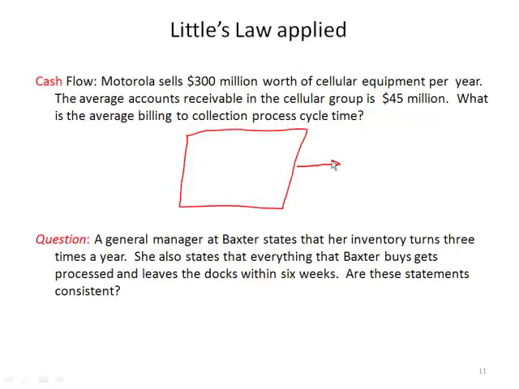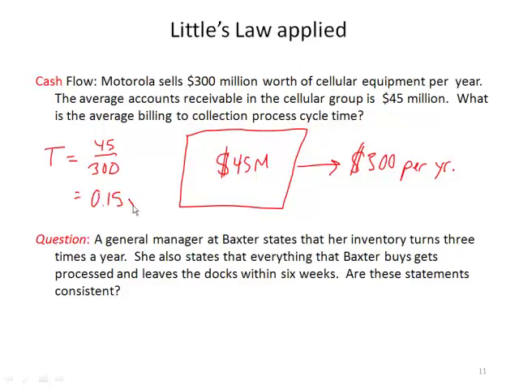We're talking about a flow rate, in this case of dollars, 300 million per year. And we're talking about an average accounts receivable of 45 million. So if we think about the time in the system then, it's going to be 45 million divided by 300 million, which comes out to be 0.15 years. And you can multiply that by 12 if you wanted to put it into months. But in any case, if we're Motorola, we want to try to bring that inventory level down, because the longer the money is in accounts receivable, that's the less time we have it.